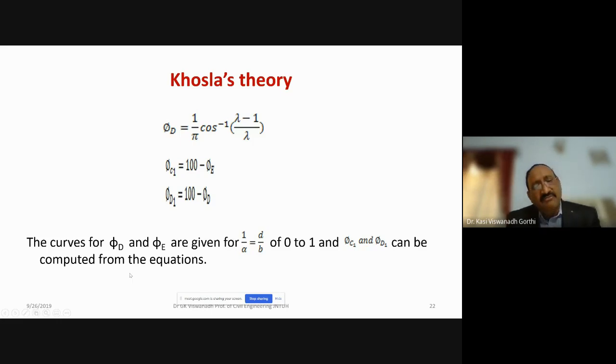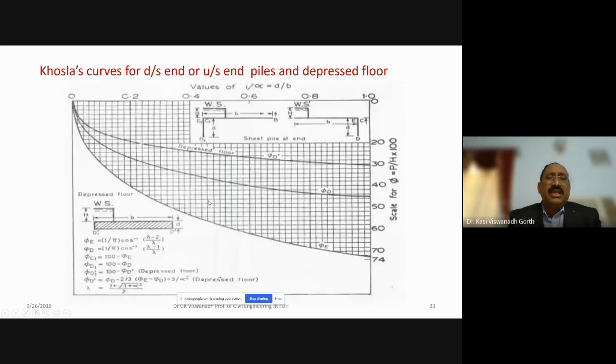So the curves for phi D, phi E are given for 1 by alpha, which is equal to D by B, from 0 to 1, and phi C1 and phi D1 can be computed from these equations. So these are Khosla's curves. If you try to understand Khosla's curves, these curves may be applicable for three particular cases. The first case is that you have an upstream pile, you have a downstream pile, or you may have a depressed floor.